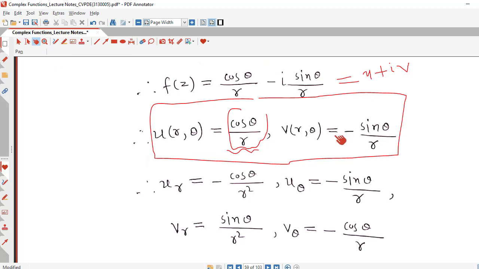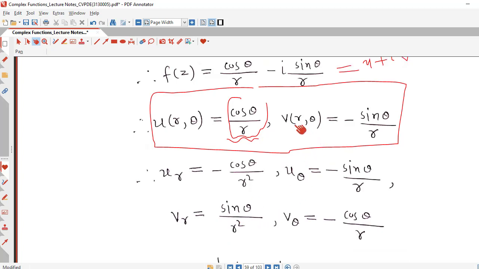Similarly, the derivative of v with respect to r: minus sin theta is constant and the derivative of 1 by r is minus 1 by r square, so minus minus will get positive. And del v by del theta is minus 1 by r constant, the derivative of sin theta is cos theta. Now what we have to check? We have to check whether CR equations are satisfied or not. So we have to check these two.